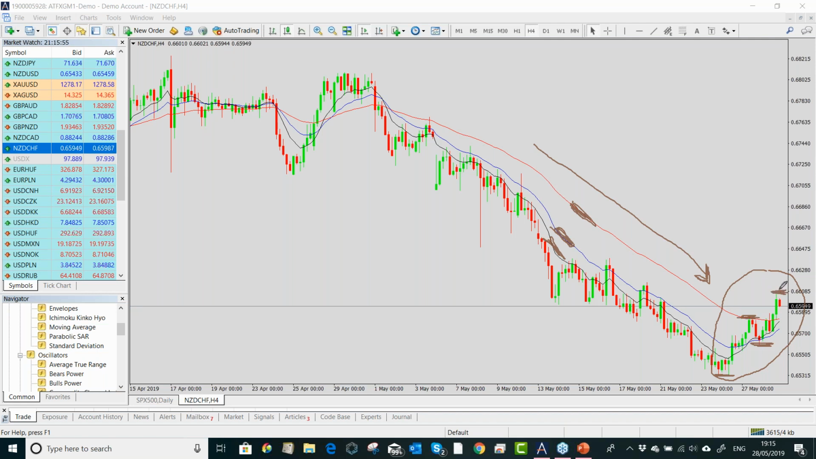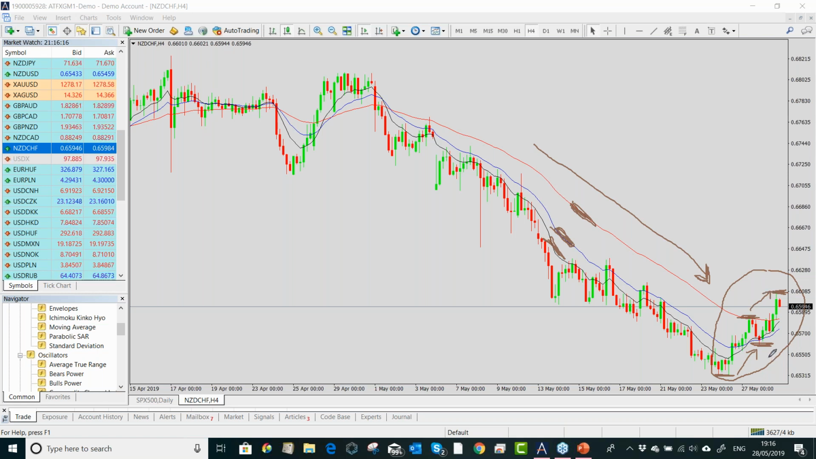So back to your question, Christopher. In terms of identifying the trend here based on higher lows and higher highs, I have an uptrend here based on higher lows and higher highs. I have one higher low and one higher high. That is all I'm looking for in order to identify that trend.